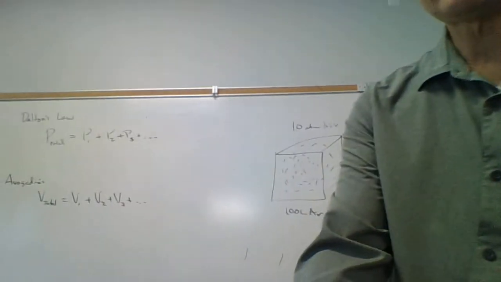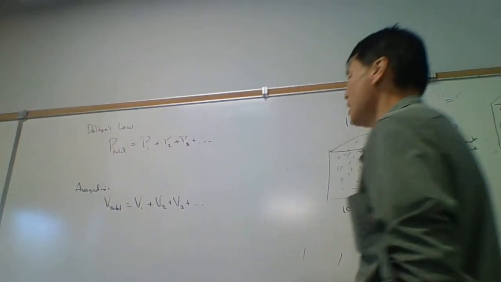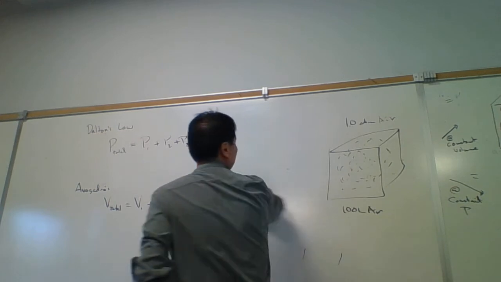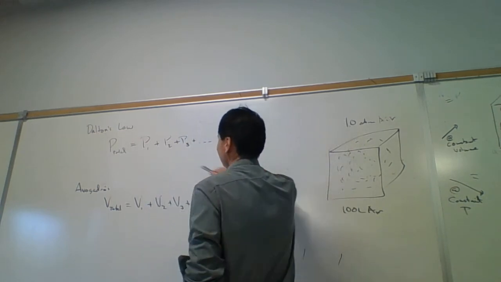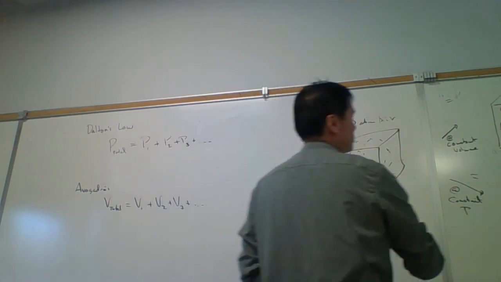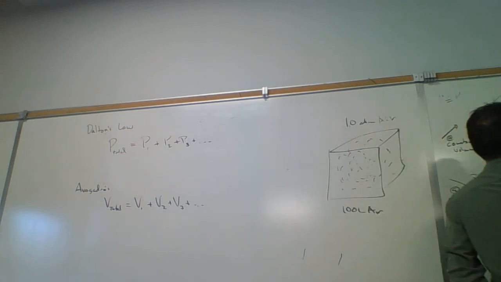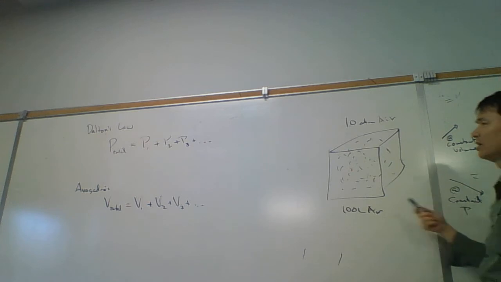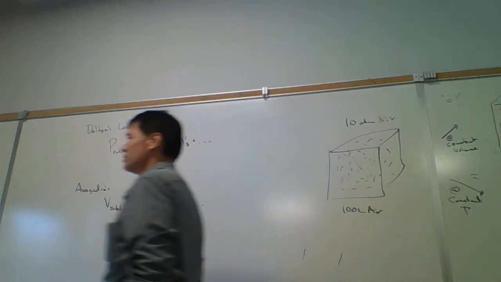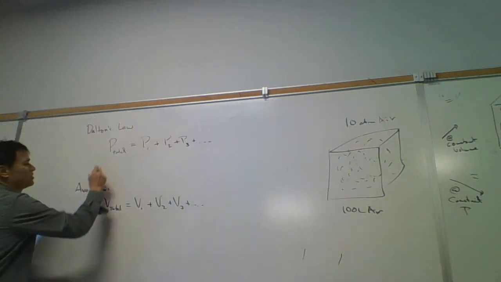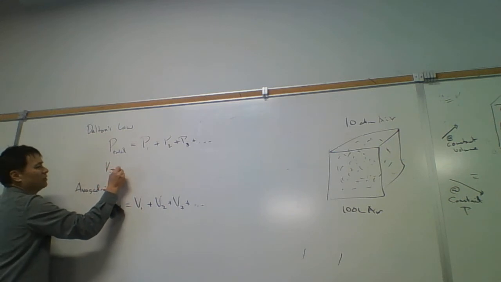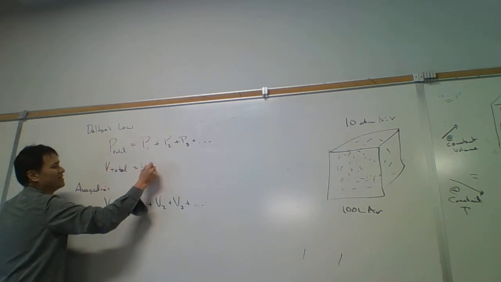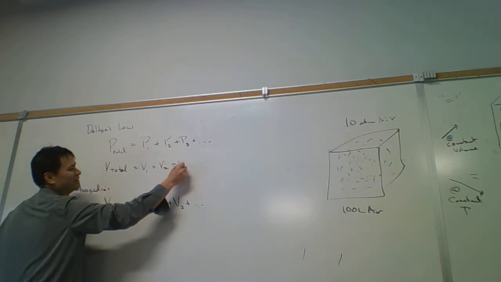All right, so we can summarize it like this. Dalton's law: the total pressure here, 1 atmosphere, is equal to the sum of the partial pressures. So the partial pressure of nitrogen is 0.8 atmospheres, of oxygen is 0.2 atmospheres. There's a restriction here, though, and the restriction is this: V total is equal to V1, which is equal to V2, which is equal to V3.